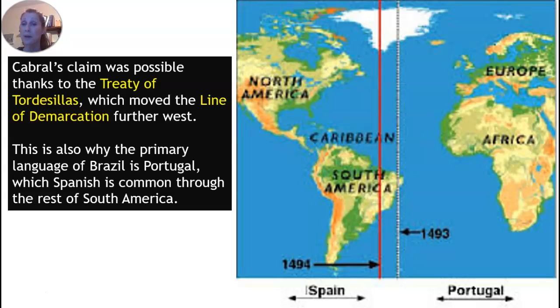So Cabral's claim was possible thanks to the Treaty of Tordesillas, which moved the line of demarcation further west. So this is also why the primary language of Brazil is Portuguese, while Spanish is common throughout the rest of South America.